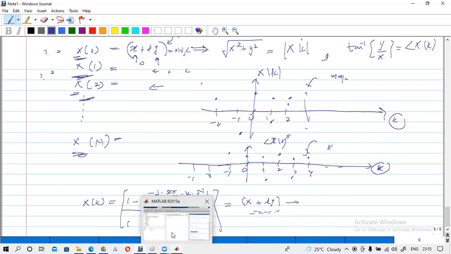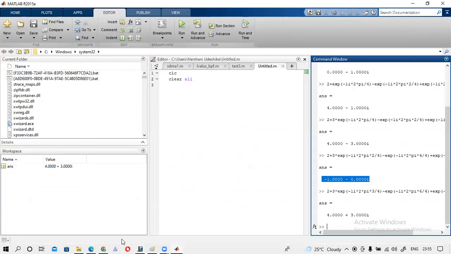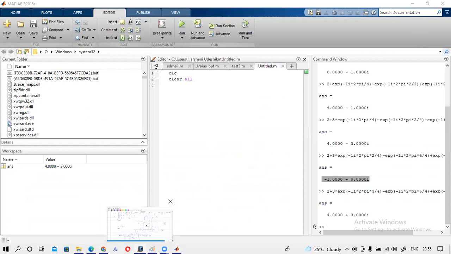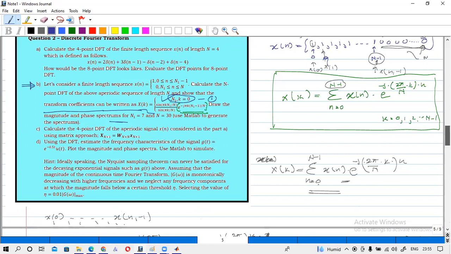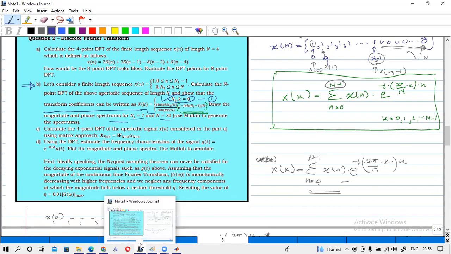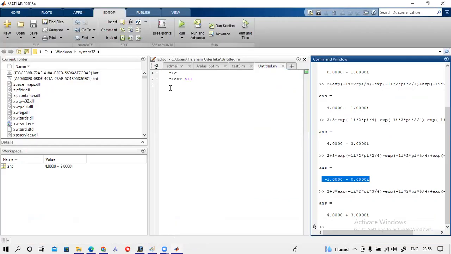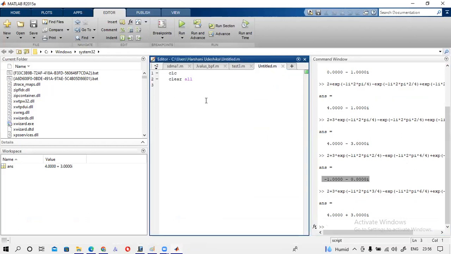So we are asked to calculate it using N1 as 7 and N as 30. So N1 is 7, and N is 30.